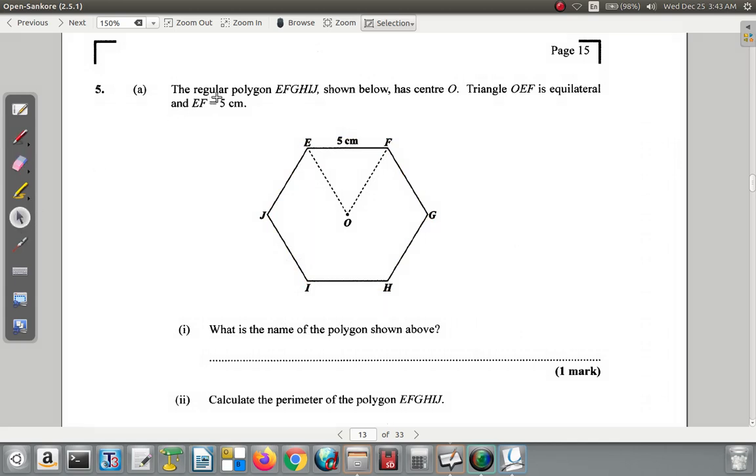So the regular polygon EFGHIJ shown below has center O right here. Triangle OEF, and back to O you would close it, is equilateral. That means all three sides are equal in length, and EF is 5 centimeters. Question: what is the name of the polygon shown above?